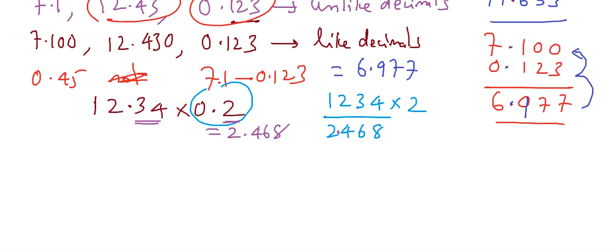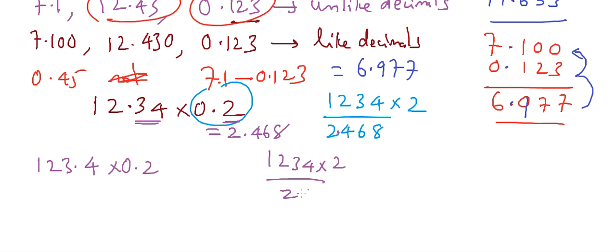Okay, so to make it more clear, let's take this one: 123.4, and let's multiply this by the same number. So again, as I said, remove the decimal point and multiply. Then it becomes 1234 into 2. Obviously, you will get the same result, 2468.